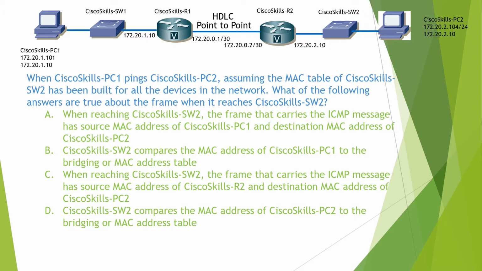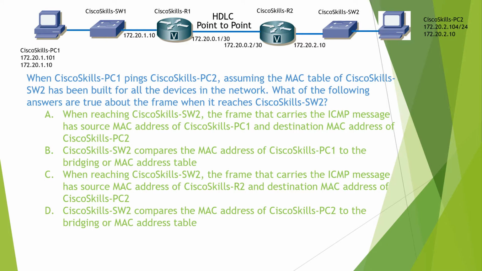As you know, the frame generated by the ping command from Cisco Skills PC1, when it reaches Cisco Skills Switch 2, has the source MAC address, which is the MAC address of Cisco Skills R2, and the destination MAC address, which is the MAC address of Cisco Skills PC2.